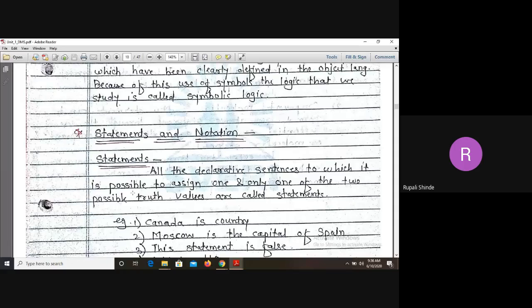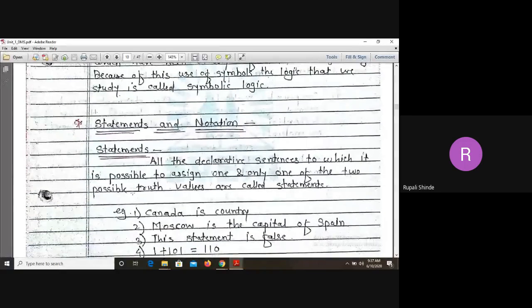Now, the second one, Macau is a capital of Spain. This sentence has truth value false. That's why this is a statement. Now, consider the third example. This statement is false. Can we assign either a true or false value for this sentence? No. Yes, that's why this is not a statement. Now the fourth one, 1 plus 101 is equal to 110. What is the truth value for this sentence? False. No, this has a truth value, so that's right, this is a statement. You can assign either true or false. If it is possible to assign true or false, then only that sentence is called a statement.